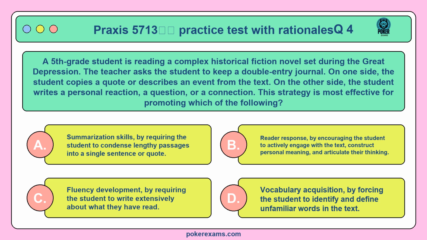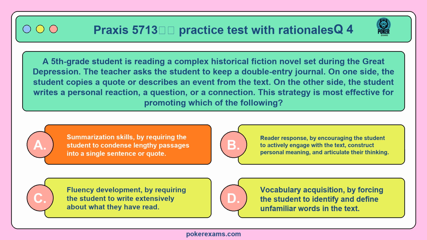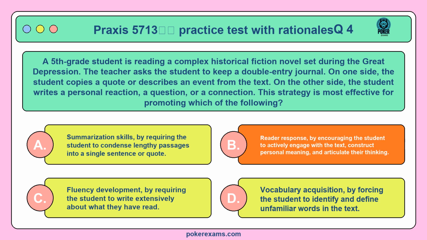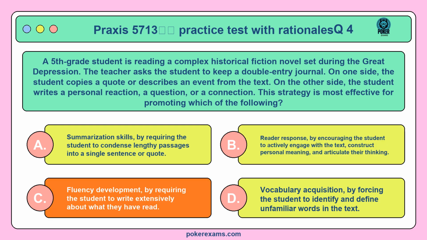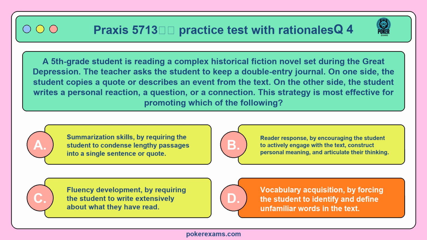Option A. Summarization skills, by requiring the student to condense lengthy passages into a single sentence or quote. B. Reader response, by encouraging the student to actively engage with the text, construct personal meaning, and articulate their thinking. C. Fluency development, by requiring the student to write extensively about what they have read. Or D. Vocabulary acquisition, by forcing the student to identify and define unfamiliar words in the text.